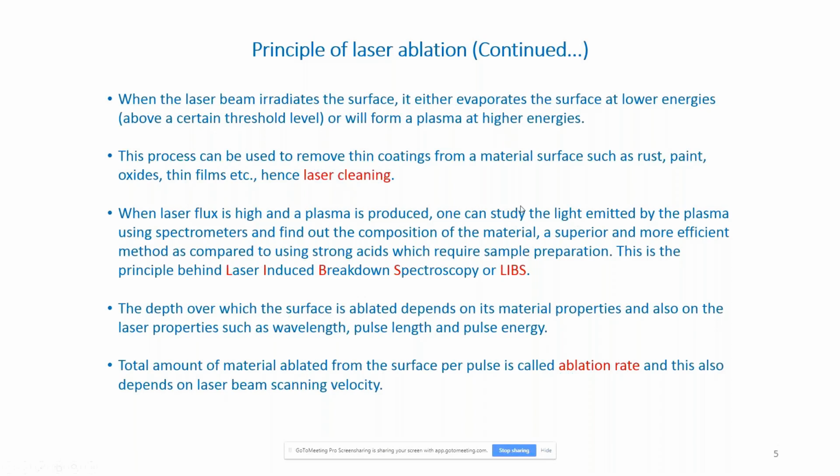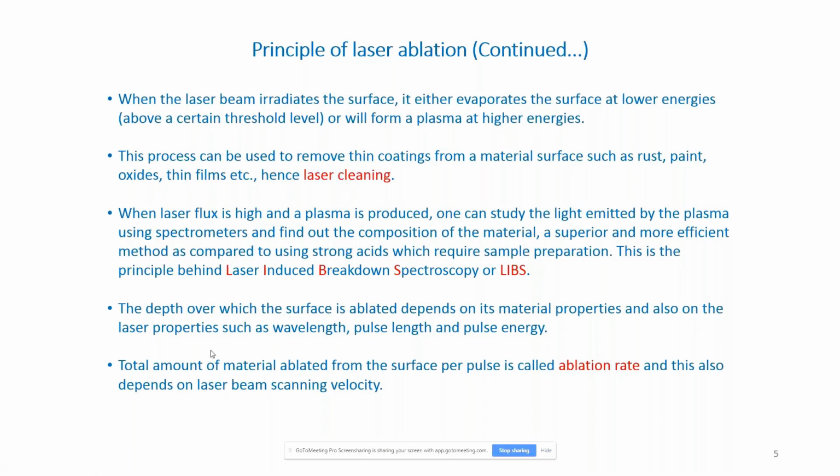Now, this also could be used to remove thin coatings from a material surface, such as rust, paint, oxide, thin films, etc., and therefore laser cleaning. And as I mentioned before, I emphasize again, laser cleaning is a subset of laser ablation. Laser ablation is more general. The depth over which the surface is ablated depends on the material properties and also on the laser properties, such as wavelength, pulse length, and pulse energy. And we will go over these parameters that are important for laser ablation, both for the laser and the material, later.